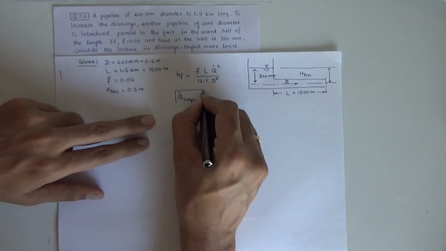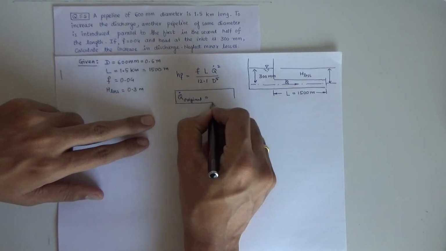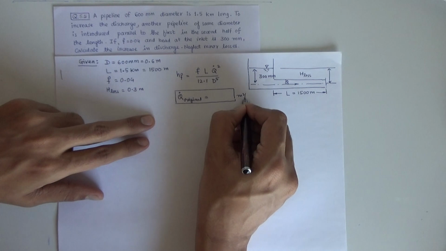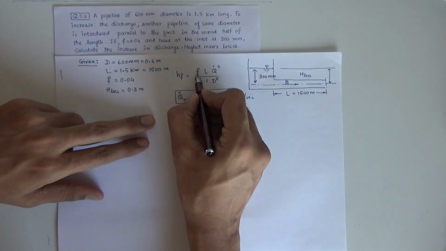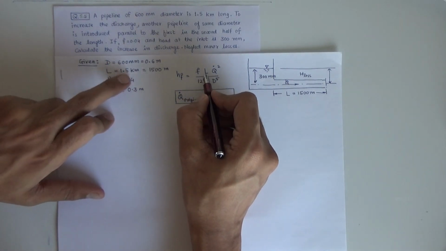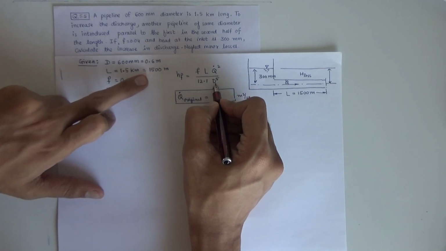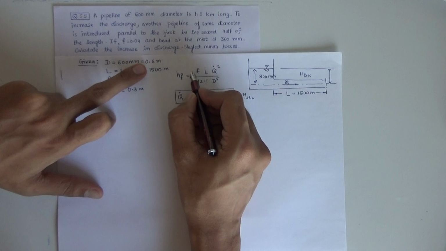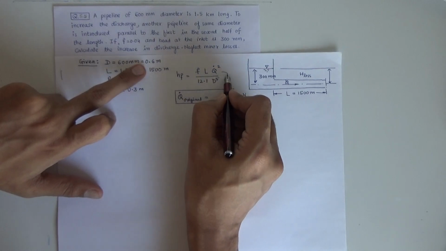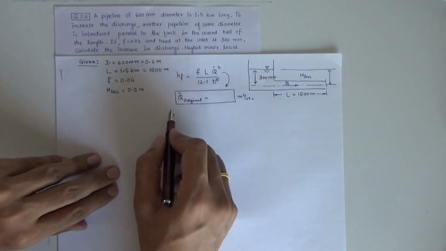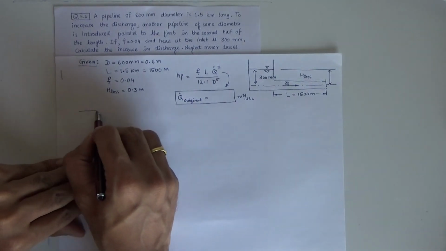All the values are known. If you observe carefully, put them all in and you will get the value of discharge in meter cube per second. You can observe F is known, that is 0.04, length is 1500, 12.1 into D, where D is 0.6. So everything is known, only discharge is unknown, that you can obtain. Once the original discharge is known, now we'll go for the modification.